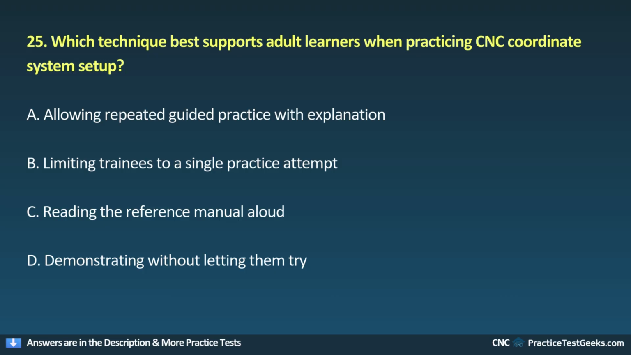25. Which technique best supports adult learners when practicing CNC coordinate system setup? A. Allowing repeated guided practice with explanation. B. Limiting trainees to a single practice attempt. C. Reading the reference manual aloud. D. Demonstrating without letting them try.